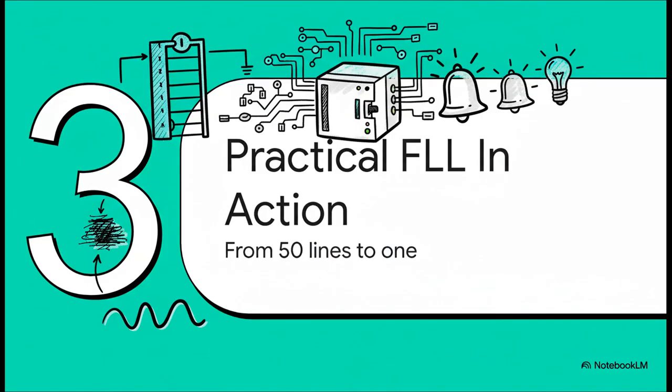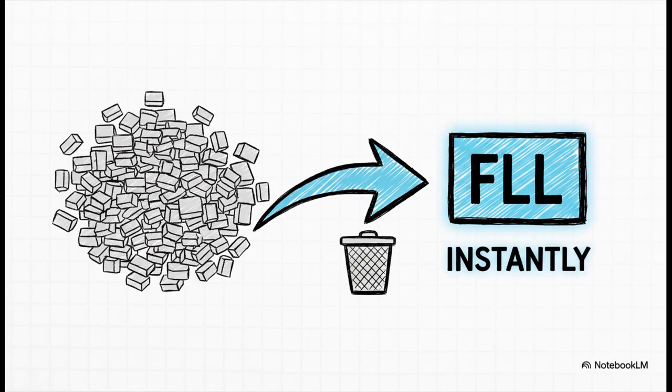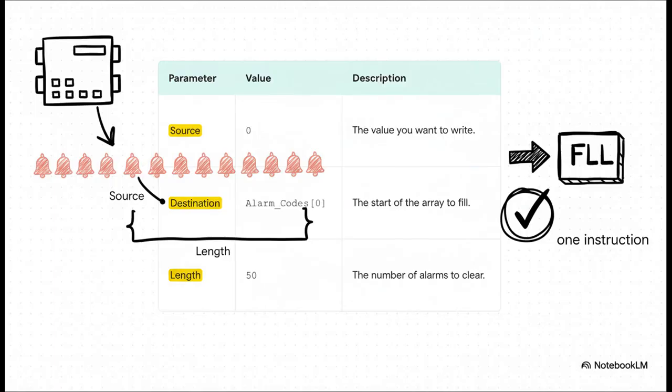Okay, theory is great, but let's see this thing in action. We're going to go right back to that alarm reset problem and see how FLL completely transforms our code from a mess into something beautiful. Remember that big, ugly block of 50 separate move instructions? We can just get rid of all of it. The FLL instruction replaces every single one of those lines, all of them, with just one elegant command. So for our alarm problem, it looks like this. Our source is 0, our destination is the starting point, alarm code 0, and our length is 50. It's that simple. One instruction now does the work of 50.